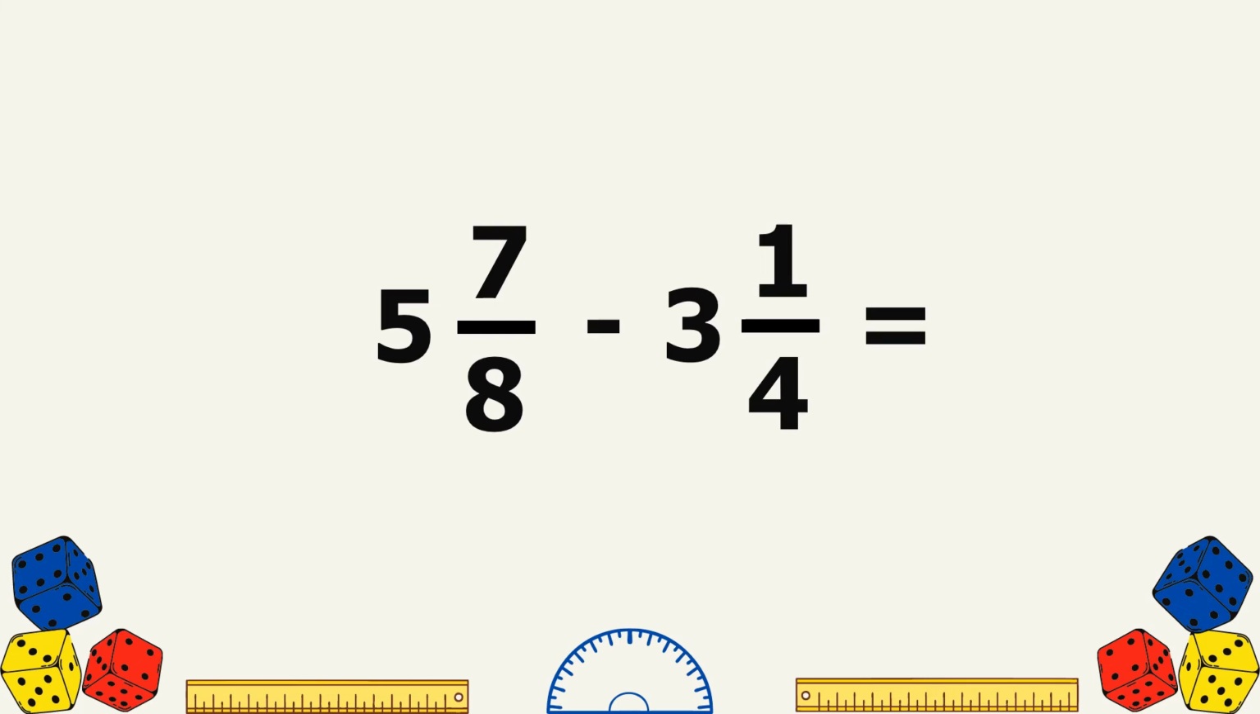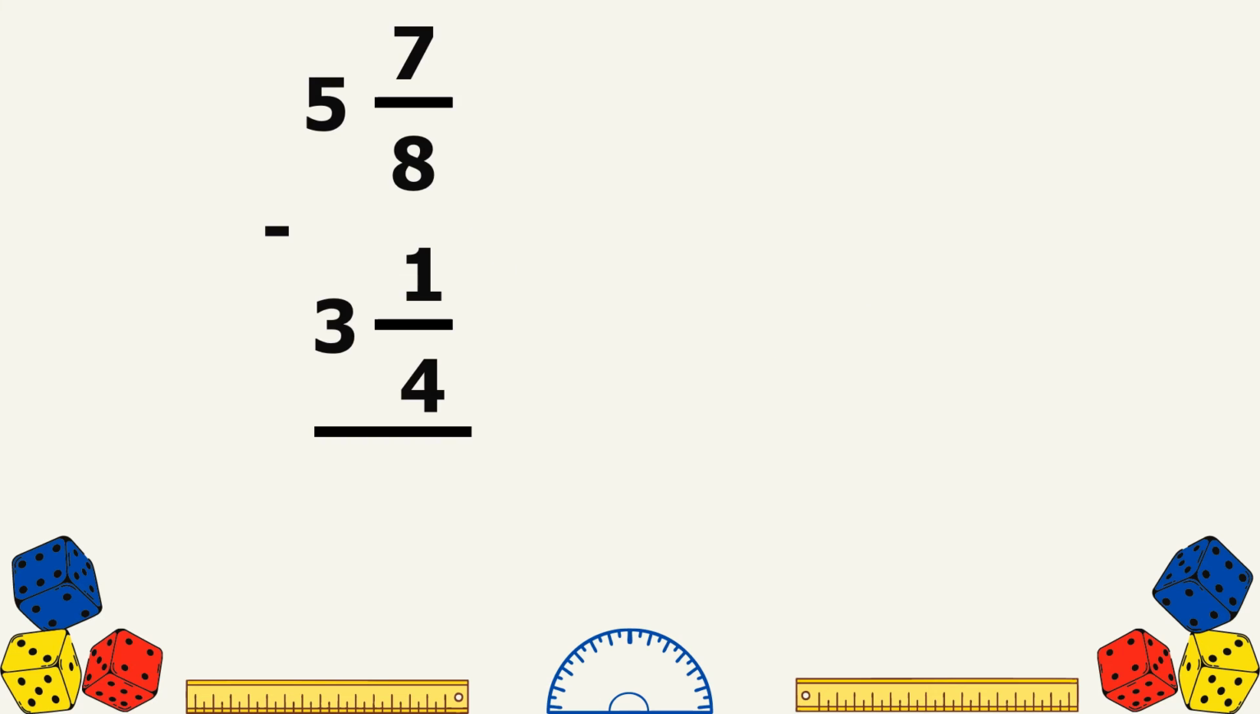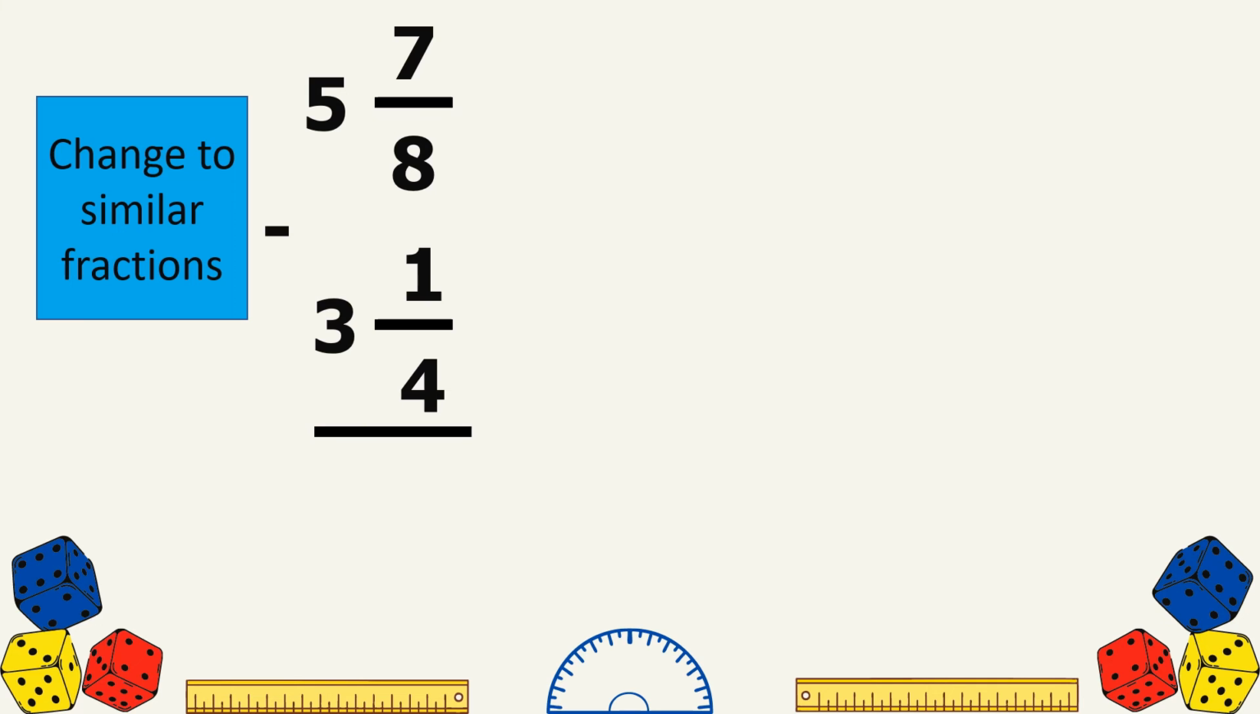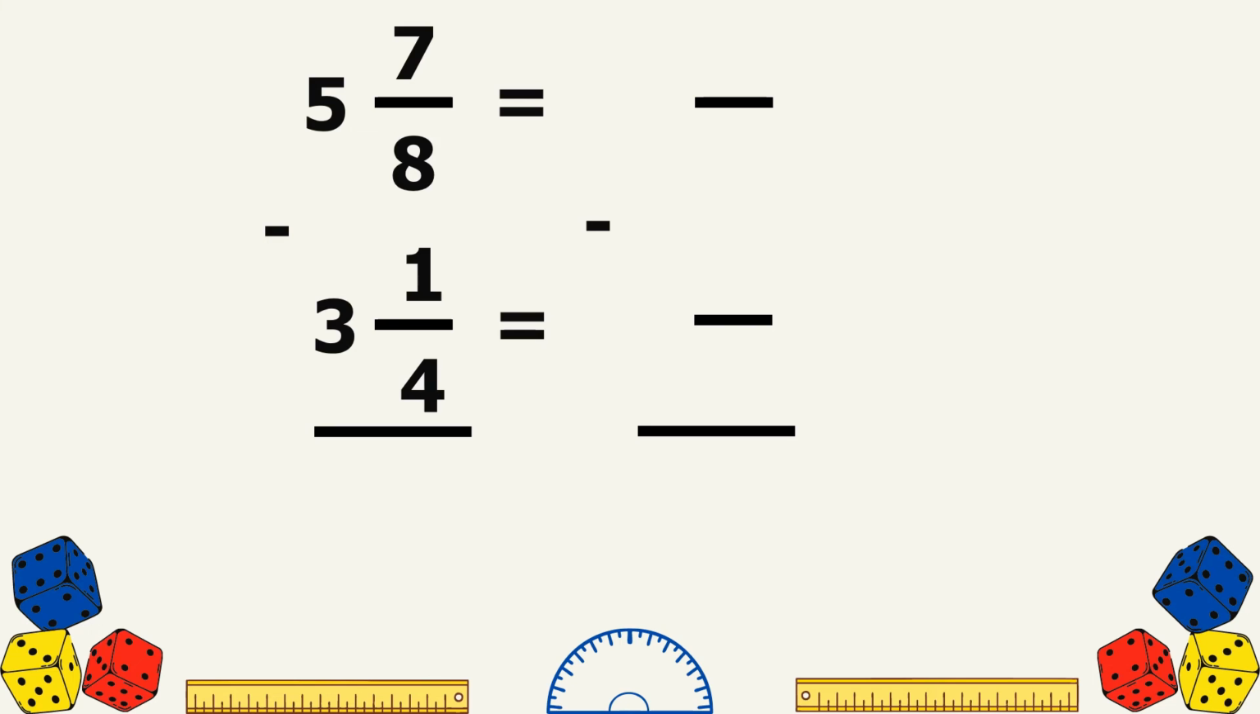Alright, let us have an example on how to subtract dissimilar fractions with mixed numbers. So we have 5 and 7/8 minus 3 and 1/4. Once again, let's rewrite them vertically so it is easier to subtract them. The fractions are dissimilar or they have different denominators, so we need to change them to similar fractions. Then we will have a new set of fractions. Then let's copy the whole numbers first.